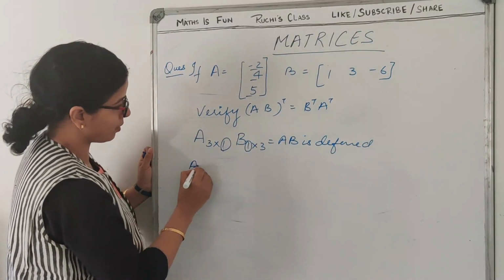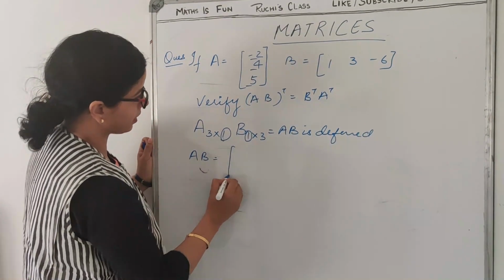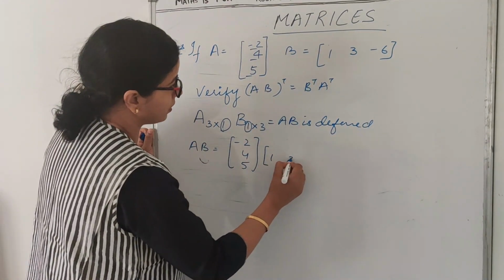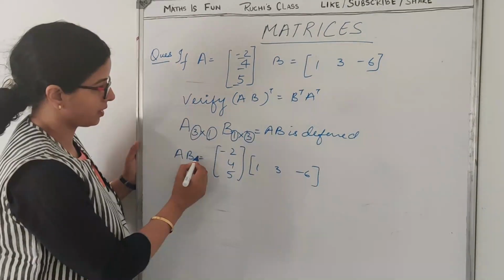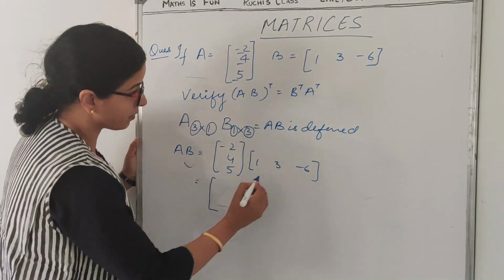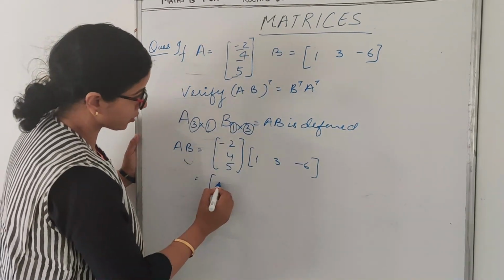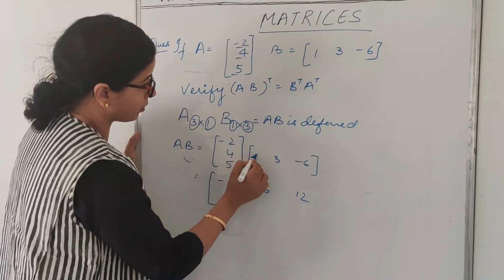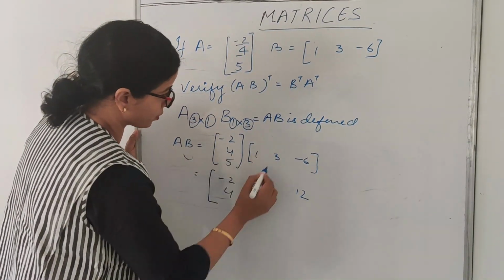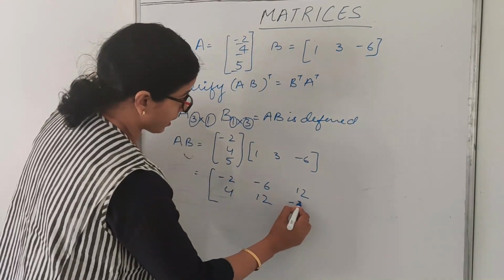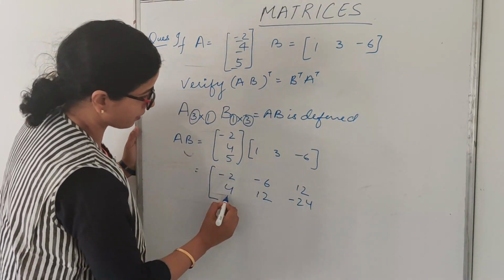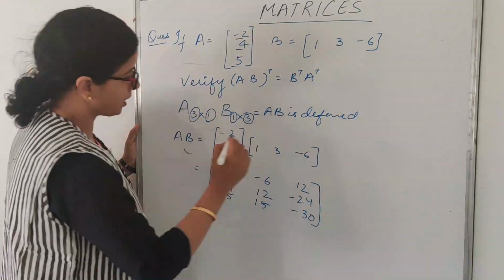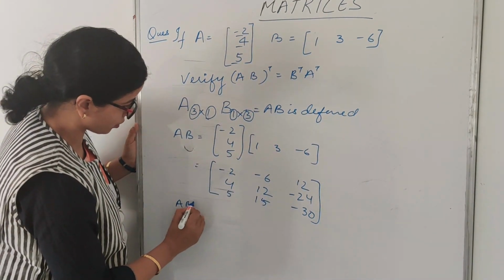Now we will find the AB matrix. So you can write here -2, 4, 5. And what is the B matrix? 1, 3, -6. Now multiply these. So what will you get? We'll get a matrix of order 3 cross 3. So -2, -6, 12. Now multiply 4. 4 1s are 4, 4 3s are 12 and -24. Next is 5 1s are 5, 5 3s are 15 and -30. Correct? Now I have to find AB transpose.